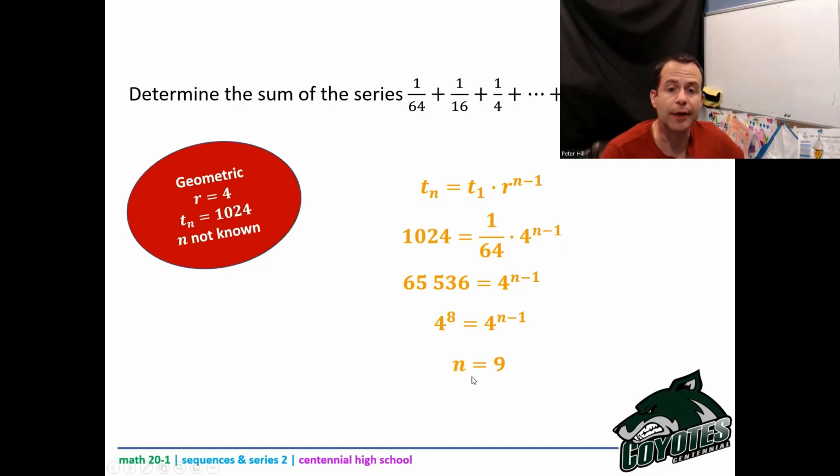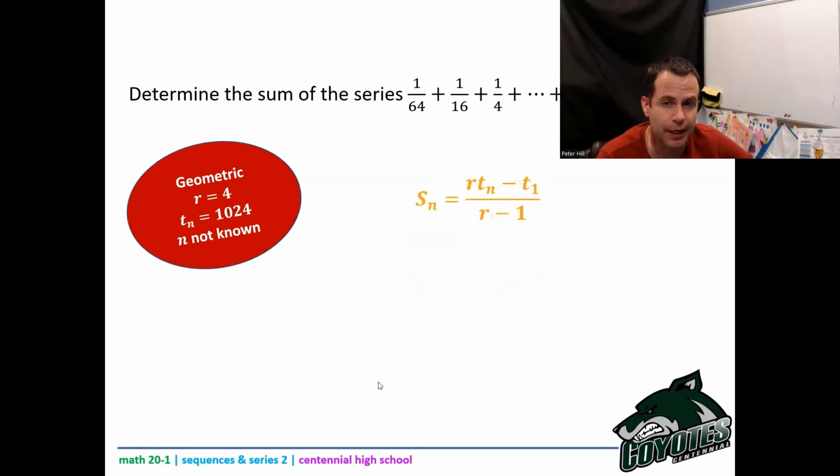Okay, so now that I know that n is 9, I can go back and actually answer the question I was asked, which was find the sum of this series. So now I know it's the sum of 9 terms. So I'll be looking for S of 9, but I know T1 and I know Tn. So I'm going to switch the formula that I use to the one that uses Tn.